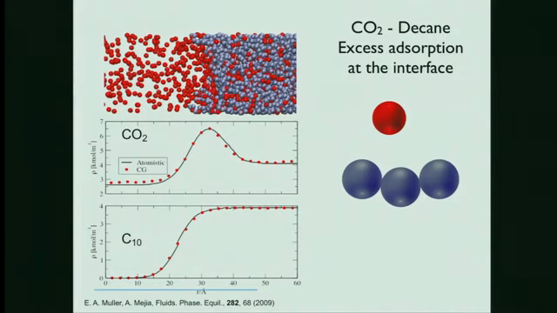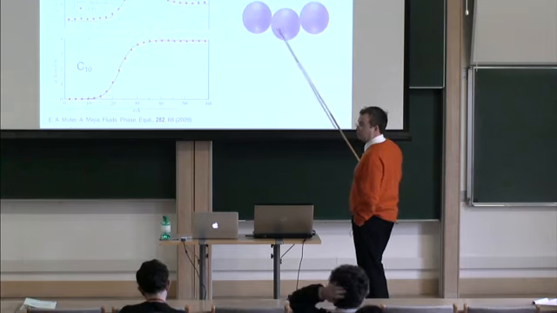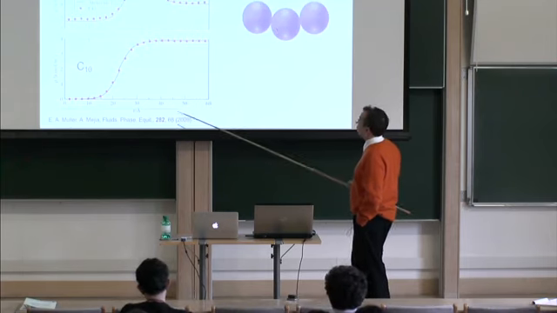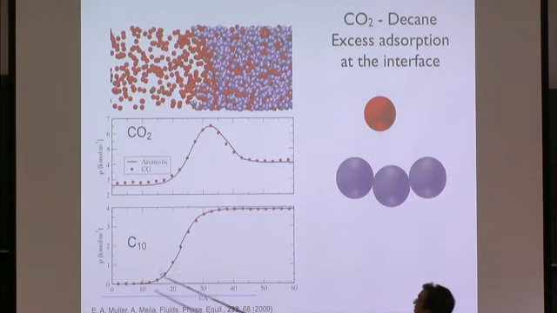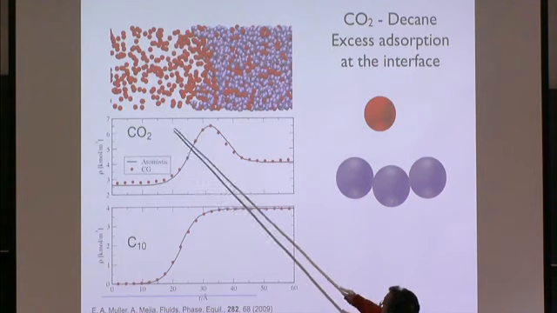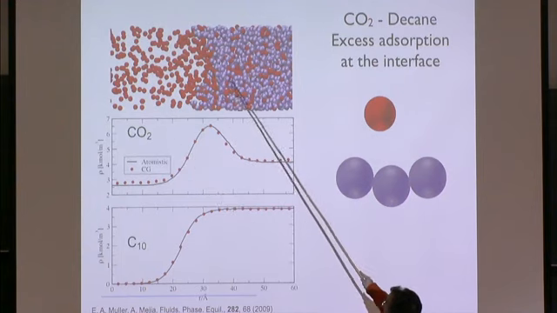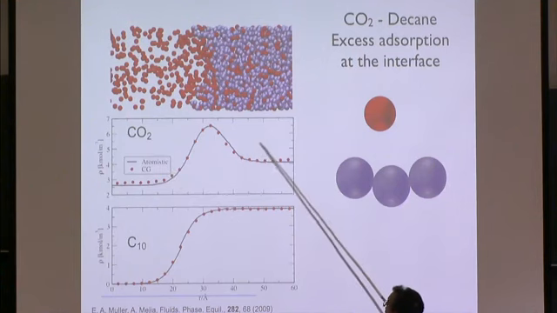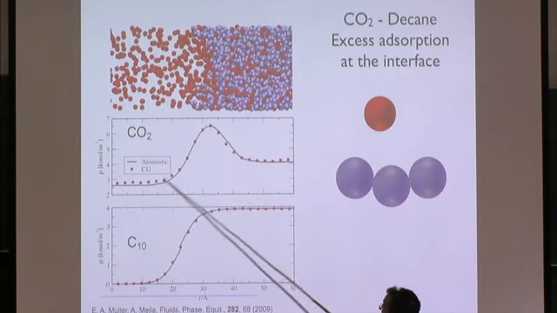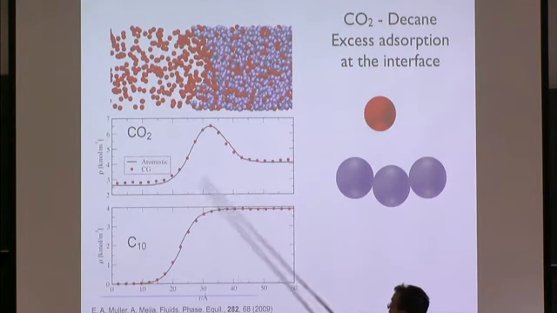This is an example in which you can see CO2, again a red sphere, and this is a model. This is our model for an alkane, for a C10, three beads together. Each of these beads would correspond to a group of CH2 molecules. In this graph, you see the phase separation, but more interesting is you can see the excess adsorption of CO2 at the interface, something we see from the simulations, and we verify that the atomistic models actually give us the same thing.